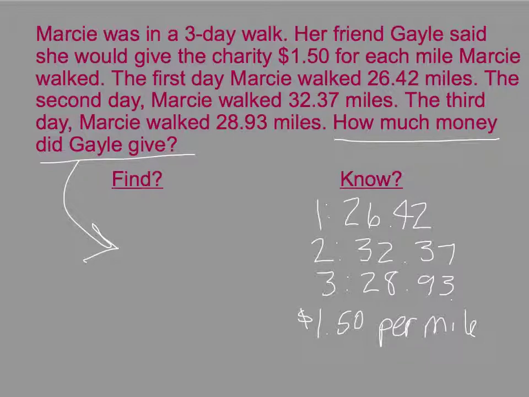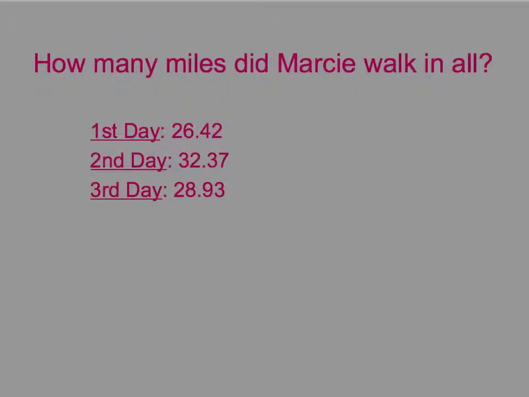But before we can find out how much money Gail gave Marcy, or the charity, for Marcy's walk, we need to answer a question. We're missing a question here. Based on this information, we can't just answer that question right away. We need to answer a different question first. So let's take a look at what that question is.